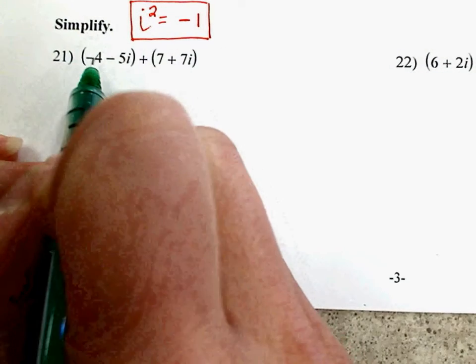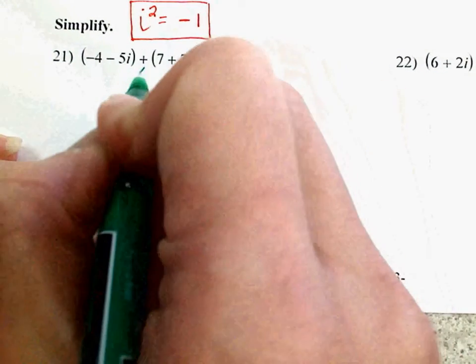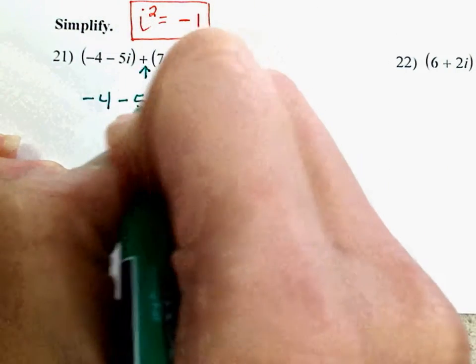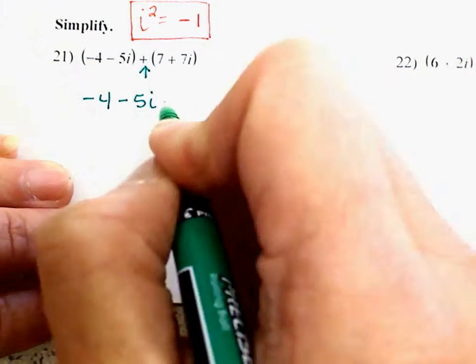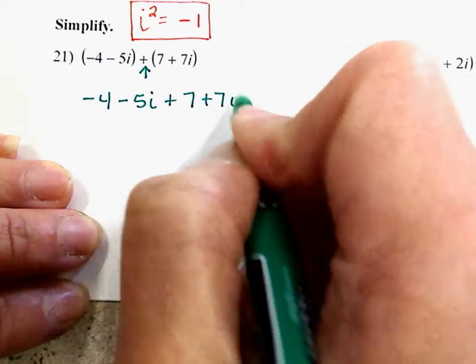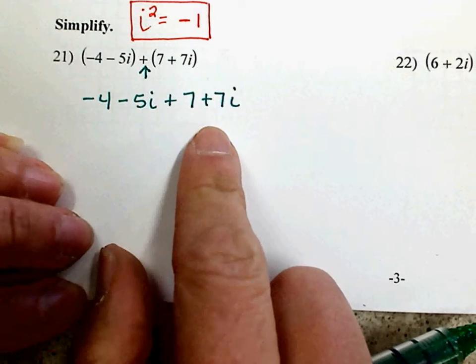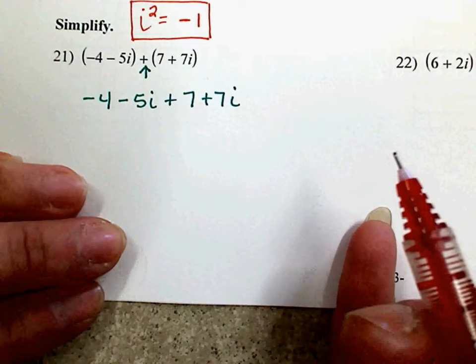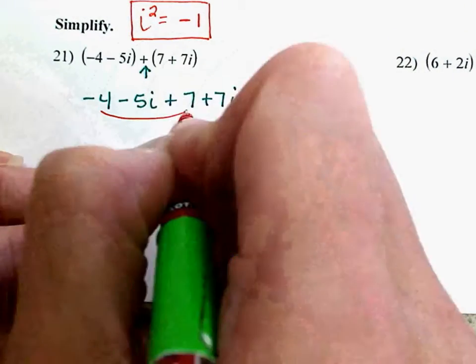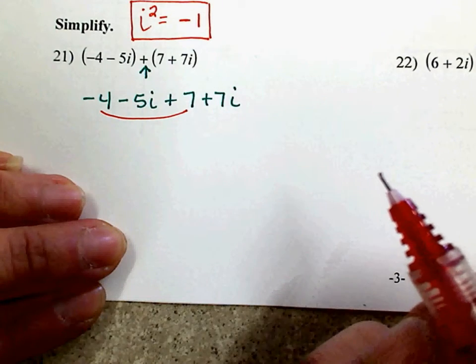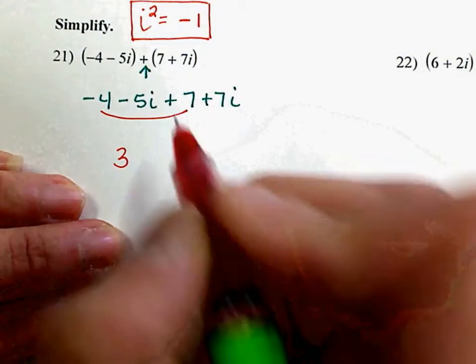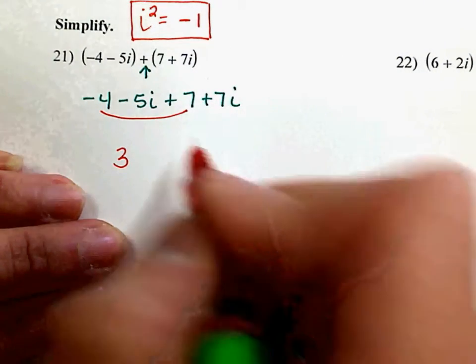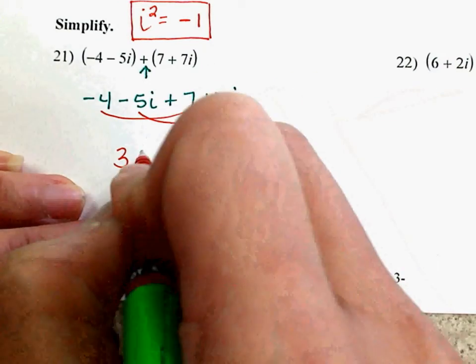You're not going to multiply -4 times 7 because what is right here? A plus. So I'm going to rewrite this: -4 minus 5i plus 7 plus 7i. I just rewrote it without the parentheses. Everyone got that? Now you combine like terms. What do you see that are the same? -4 and 7. What's -4 plus 7? +3. Good. And what's another one you see that's like? -5i plus 7i is +2i.